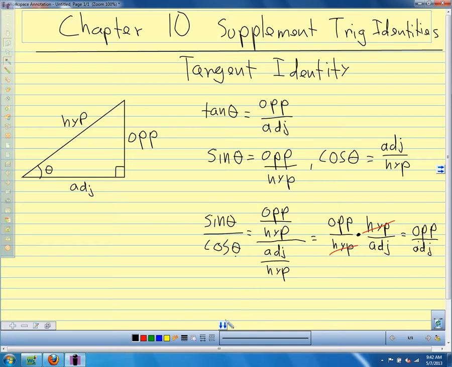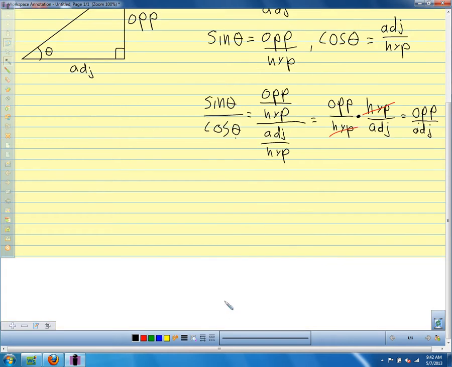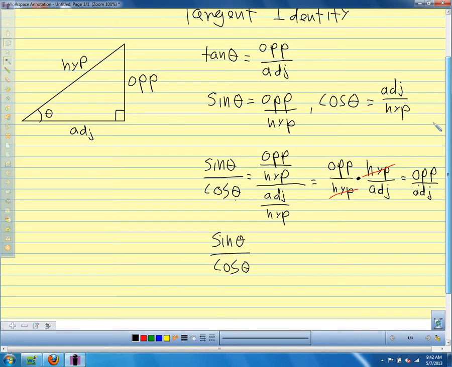So what this tells us is that sine theta over cosine theta, what fraction is opposite over adjacent? What trig function does that tell us? Opposite over adjacent. You wrote it right here. Tangent. Sine theta divided by cosine theta equals tangent theta. So this is our tangent identity.